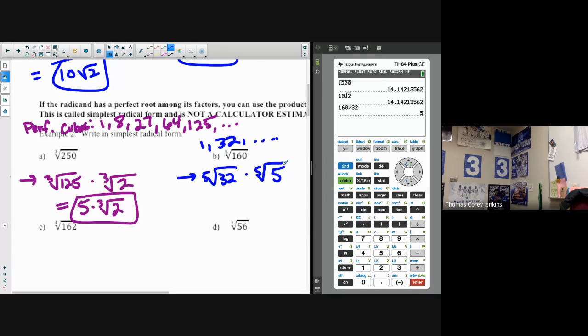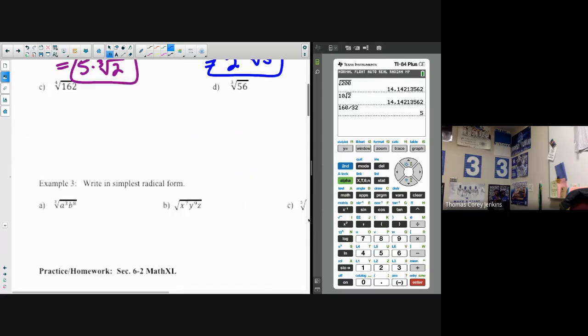And so that simplifies to 2 times the 5th root of 5. So the logic is exactly the same as if you are doing simplest radical form with a square root. I'll leave C and D for you to try: the 4th root of 162, the 3rd root of 56.